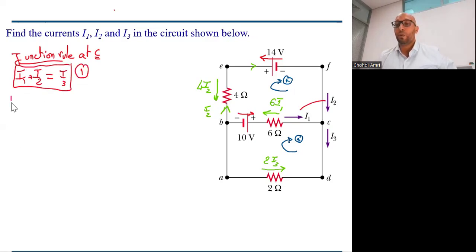Now let's move to the loop rule. As I said, we have 3 loops and 3 unknowns, I1, I2, and I3. So we need 3 equations. We will apply the loop rule on the upper loop and the lower loop. Like that, we're going to get 2 equations, which with the first equation means 3 equations, 3 unknowns, and the system can be solved. Loop rule, on which loop? The upper loop.